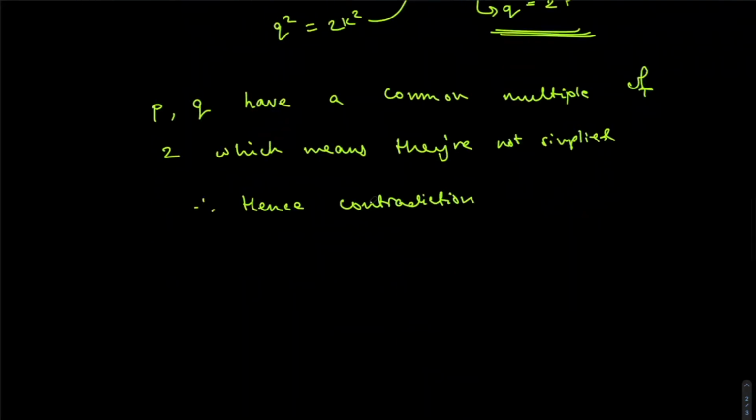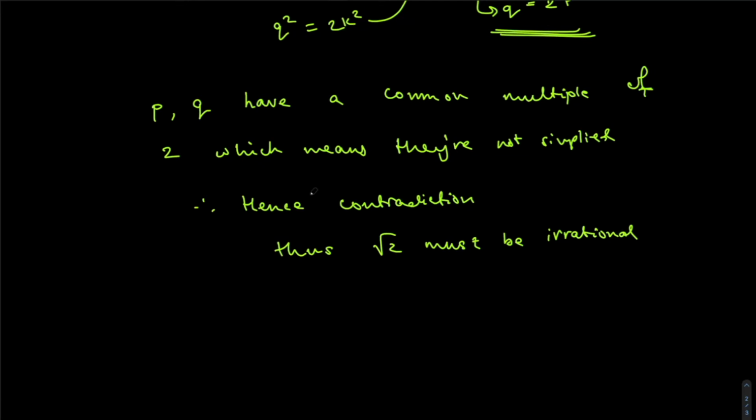So because it's disproving the fact that square root of 2 is rational, square root of 2 must be irrational. And this is it. This is the entire question.